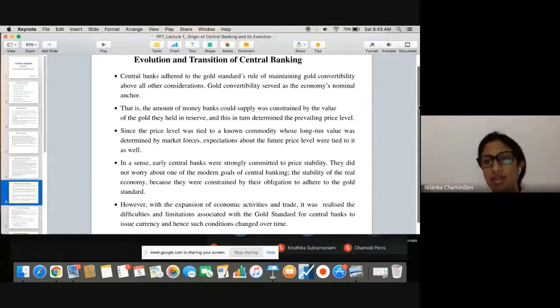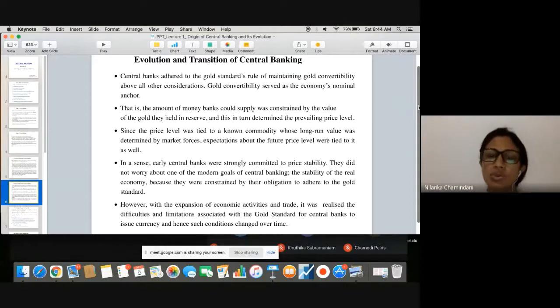Here, it is a kind of new concept, maybe, for you all. Nominal anchor means that, nominal means what? You know, the value, right? There is a particular value of wealth in the country. In that sense, the central bank cannot issue currency to the public more than that. So a nominal anchor means it is always linked with gold convertibility, right?